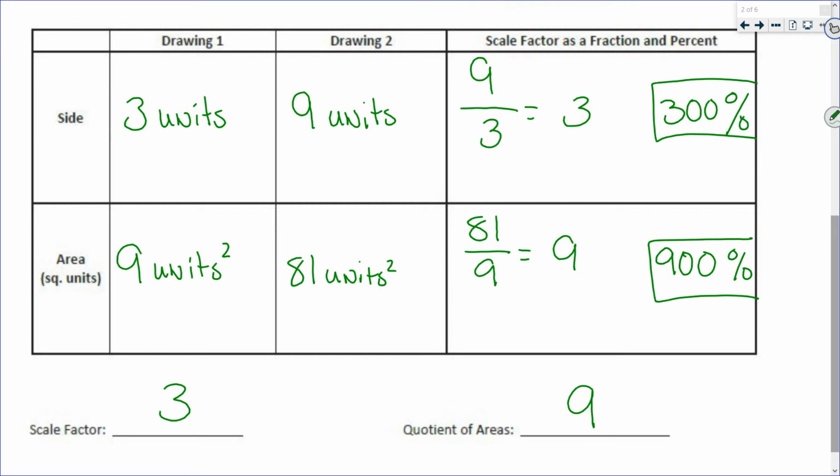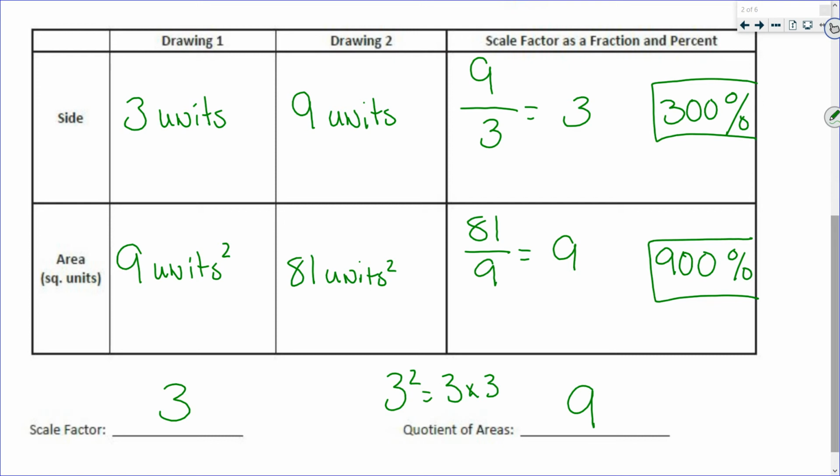Now, my hypothesis at the very beginning would have been that the quotient of the areas and the scale factor should have been identical. But in this case, to find the quotient of the areas, you take the scale factor and you square it. And you're asking, Mr. Hale, what are you talking about? Well, think about it. The scale factor is 3. If I take 3 squared, that means 3 times 3. Does 3 times 3 not equal 9?